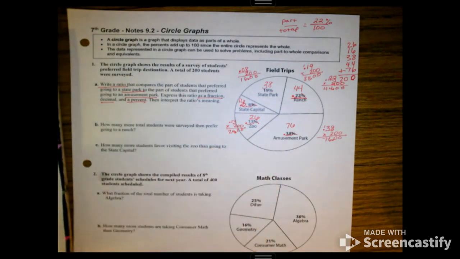So what all does it want from me? A ratio, and then turn that ratio into a fraction, decimal, percent. So that's 4 different things, right? Ratio, fraction, decimal, percent. What is a ratio? A comparison of two numbers. Good, Hartley. All right. So how do I write this specific ratio?